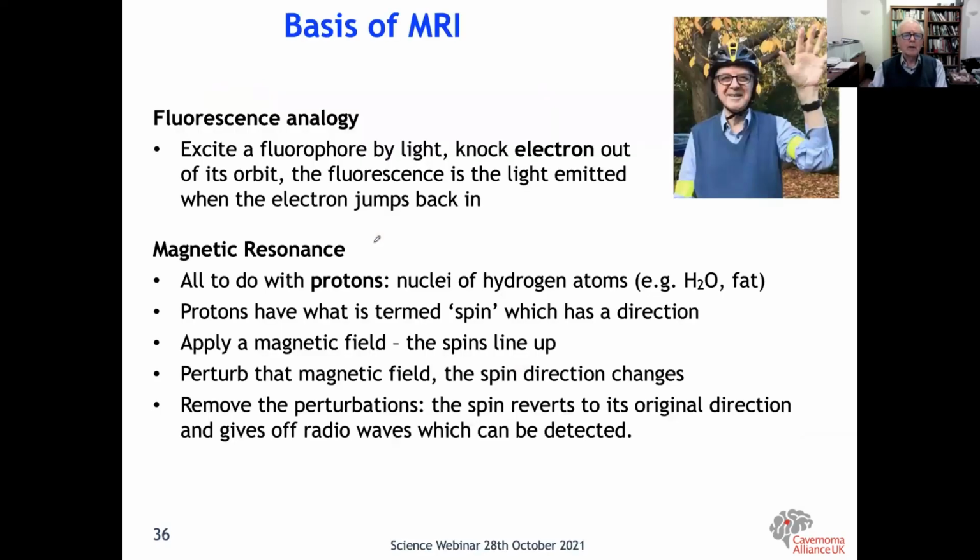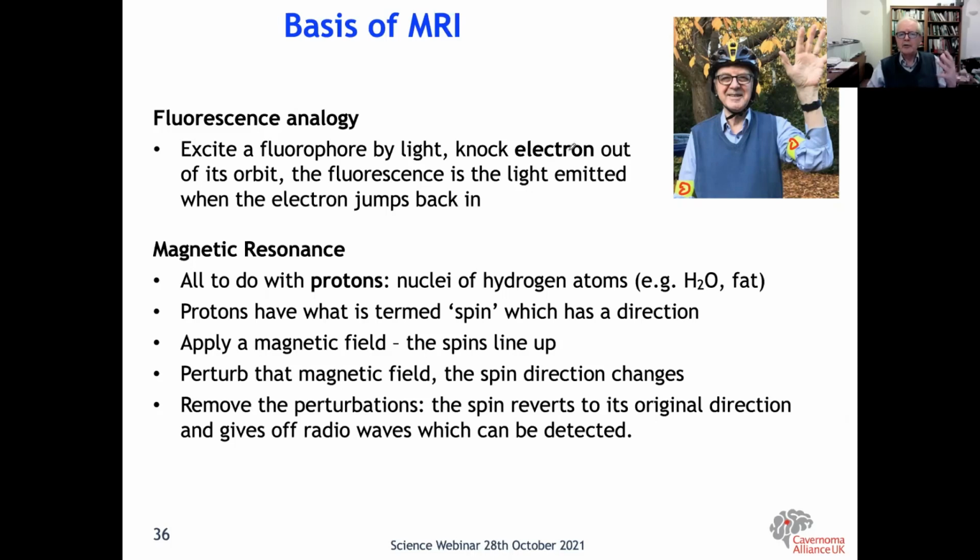Now, I'm going to draw an analogy between magnetic resonance and fluorescence. They're not the same in many ways, but the general principle is pretty similar. Here is me set up ready for my bicycle with two fluorescent markers, to make sure that the cars miss me at night. They are illuminated by the car headlights and they fluoresce, in this case with a yellow color.